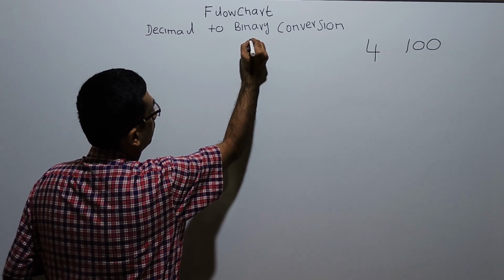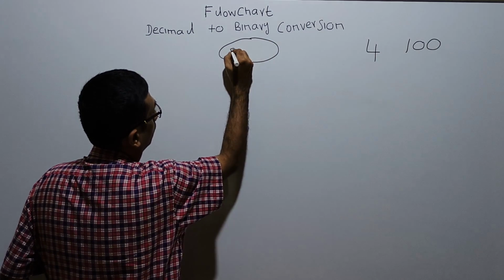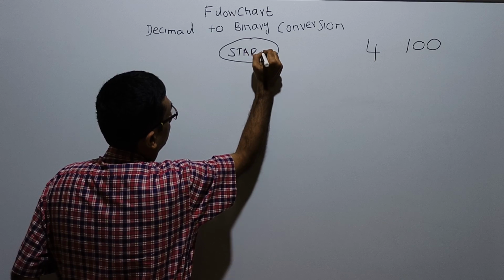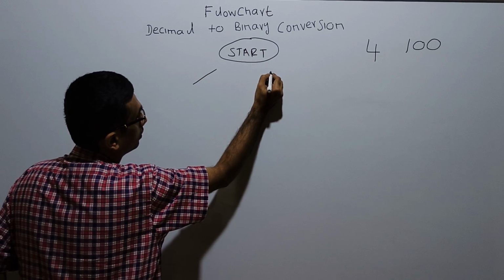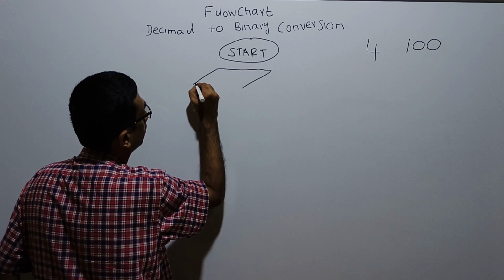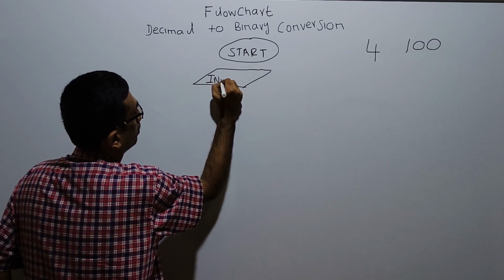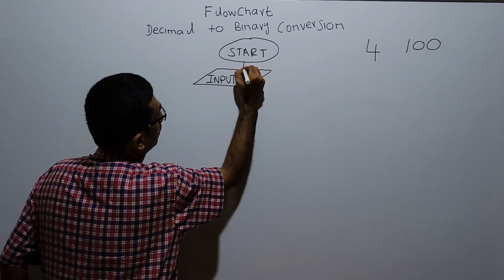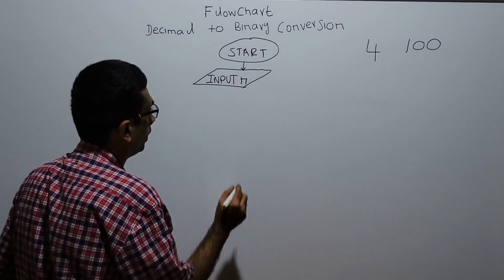So this is the logical start of the flowchart. I am obtaining an input from the user, input n, that means the decimal number is stored in the variable n.